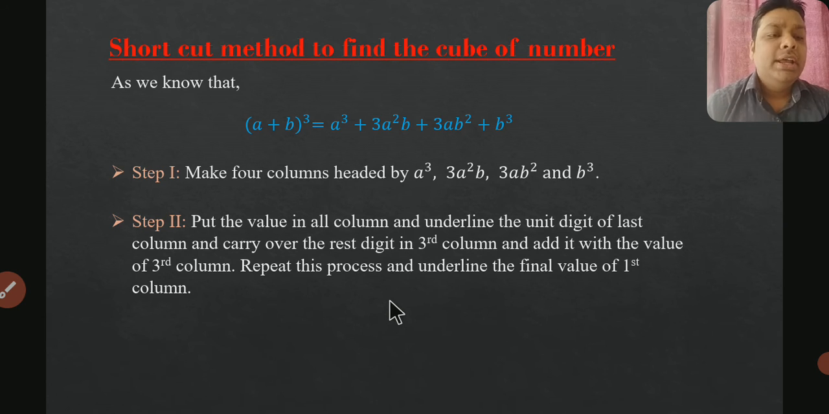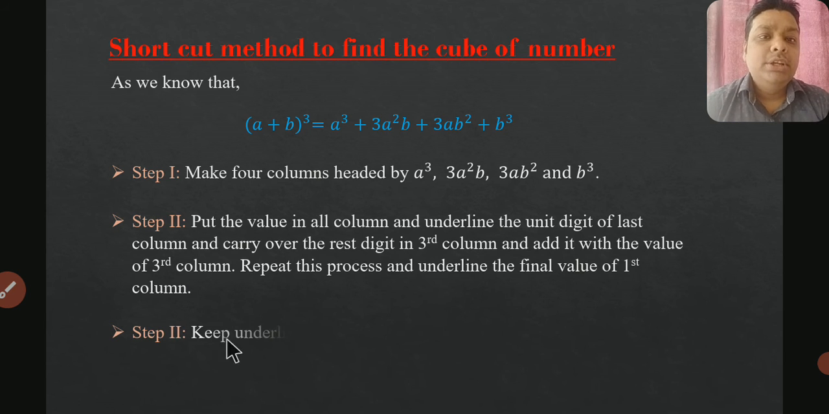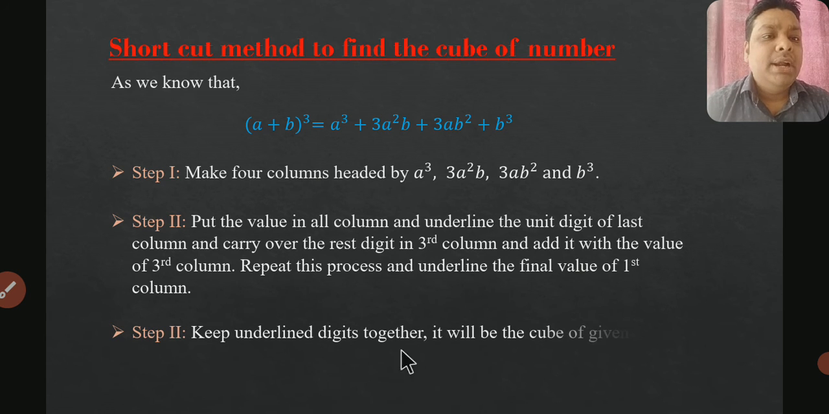It means all the process will be similar to the column method to find the square of a number. So step 3 is: keep the underlined digits together, and it will be the cube of the given number.